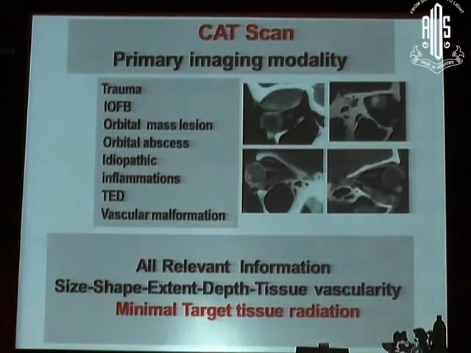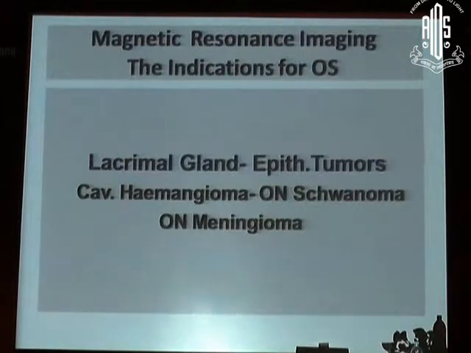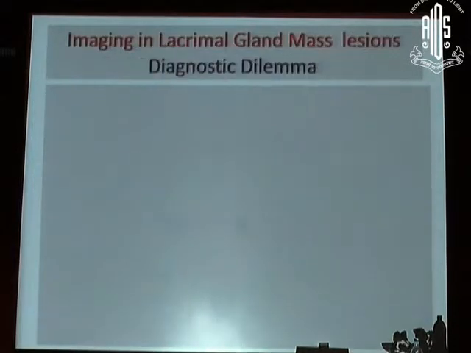We can get all relevant information, size, shape, extent, depth, and minimal target tissue radiation. So that's why this is my preferred modality. And it is very economical, considering the other modalities. MRI has definite indications for lacrimal gland epithelial tumors, cavernous hemangioma, optic schwannoma, and optic meningioma.